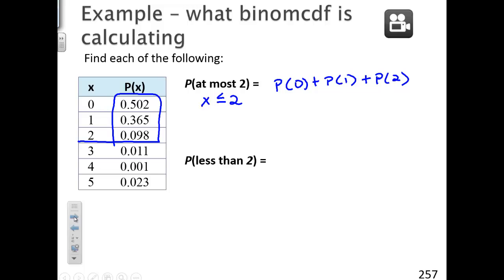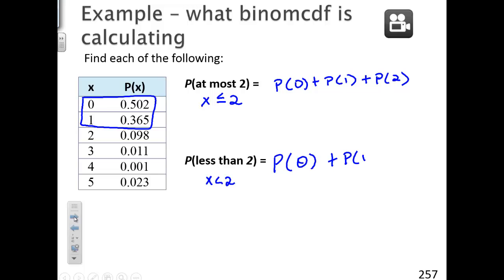Let's look at the next one. The probability of less than 2. If you're less than 2, you are not equal to 2. So this would be x is less than 2. That means the calculator still builds this table for you, but it's just going to look at the 0 and the 1, not 2. So the probability of 0 plus the probability of 1. And again, we're not actually going to be answering these questions. I'm just trying to show you what the calculator is doing for you.